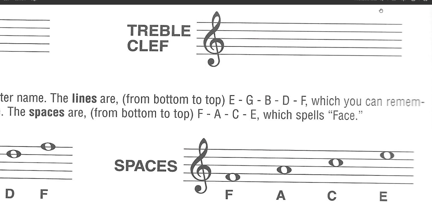Or if it's below there, we go backwards through the alphabet. So we start from E, and then the next one here is D, and then the line below that is C, and then the space below that is B, and so on. So let's take a look at some ledger lines.